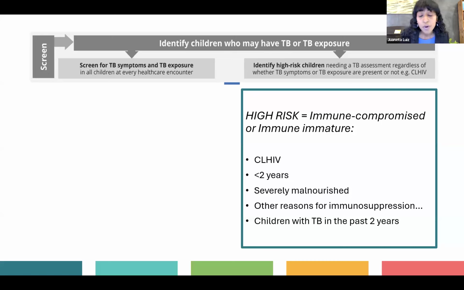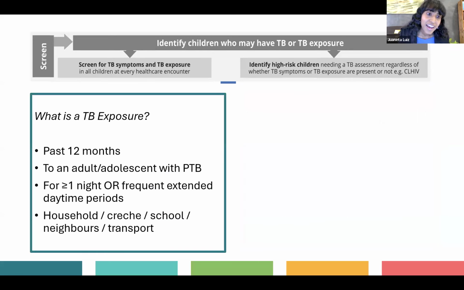Also, children with TB in the past 2 years are at risk for developing it again. And then again, just to reference those treatment of TB infection guidelines from last year, there's a great definition of what a TB exposure is. And this is a really important thing to remember. So a TB exposure is exposure to an adult or an adolescent with pulmonary TB in the past 12 months.